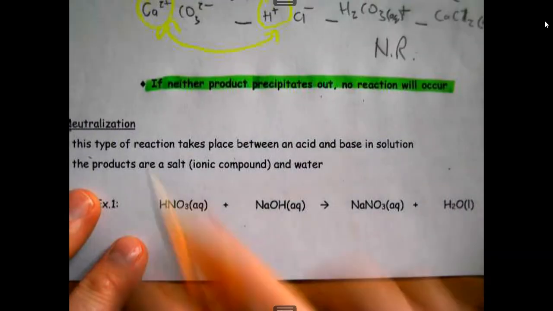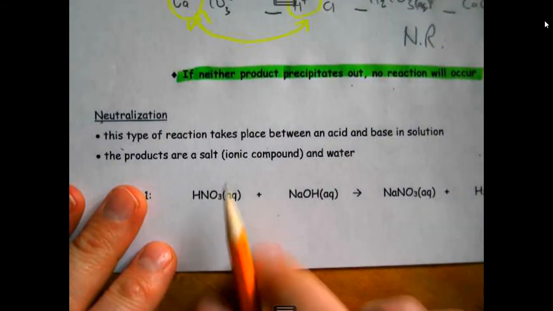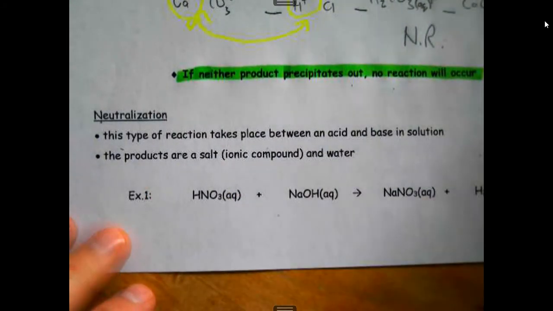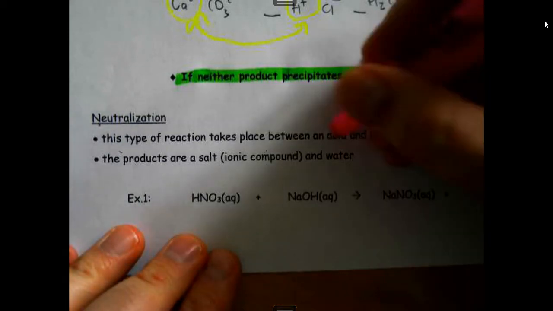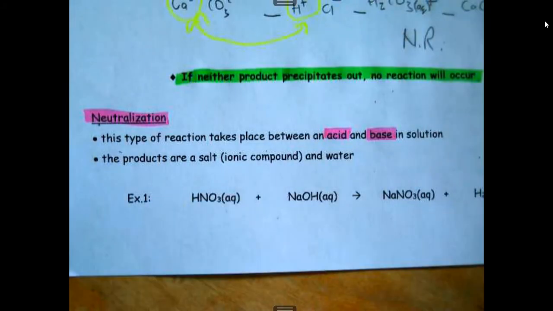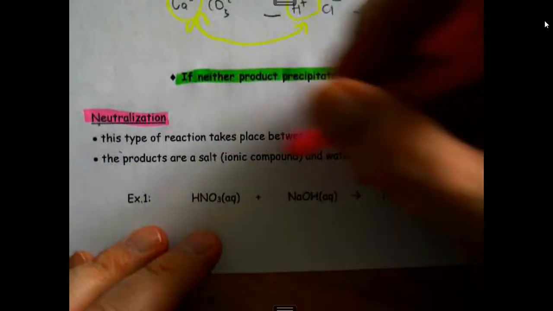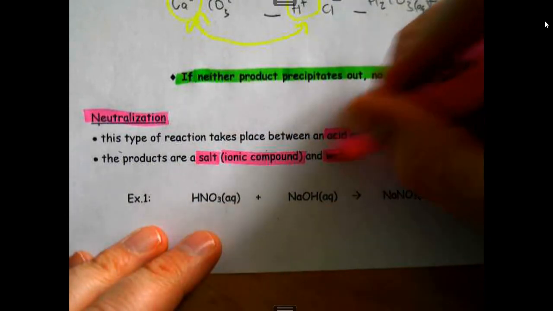Now, a special subset of a double displacement is a neutralization reaction, except it has a special requirement in that the two reactants are an acid and a base. Acid and base reacting together is a neutralization. And the products are always the same. So these are the reactants, and the products are always going to be some sort of salt, which is an ionic compound, and water.